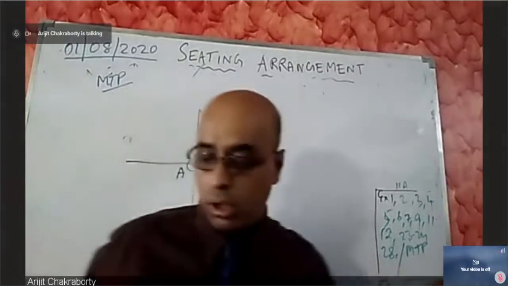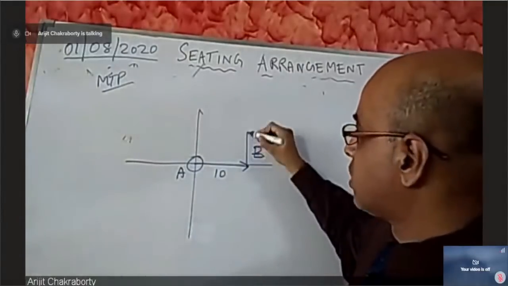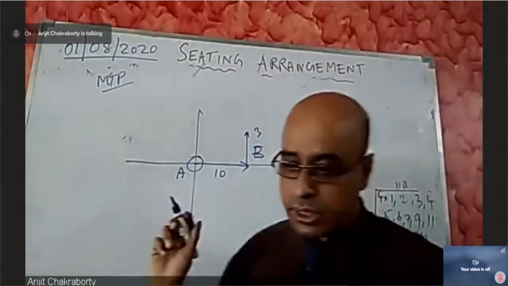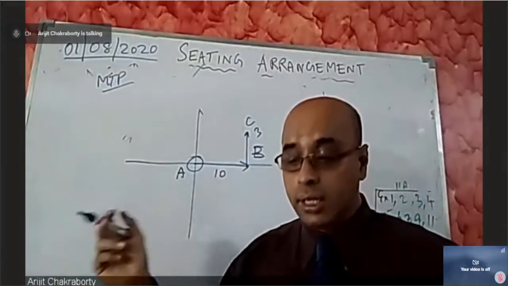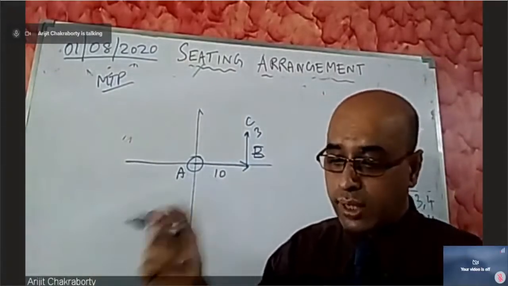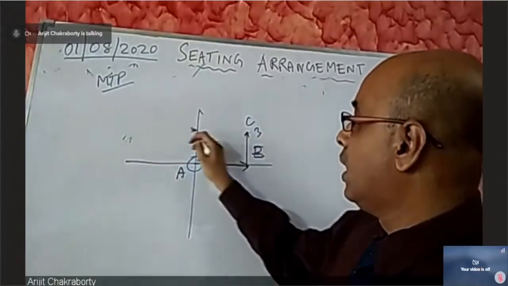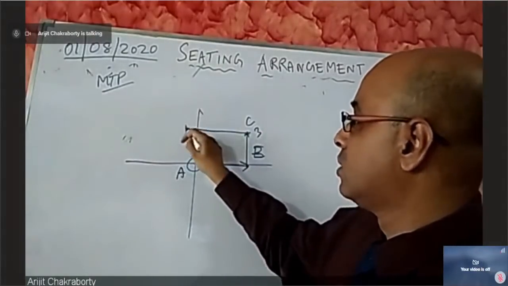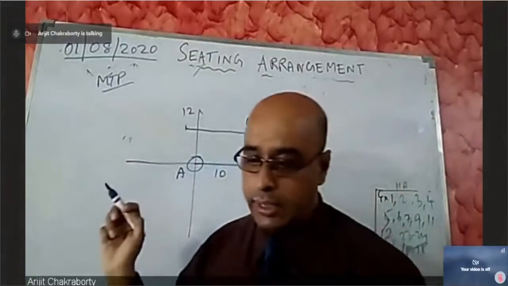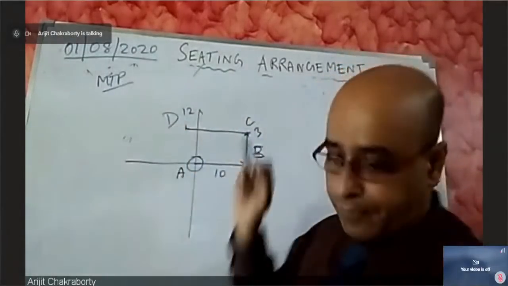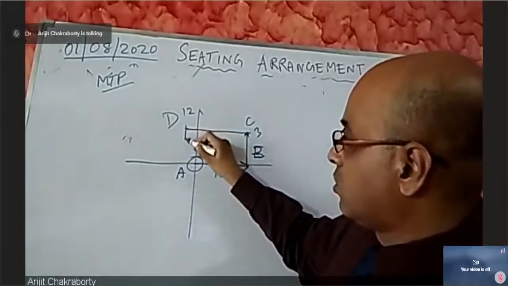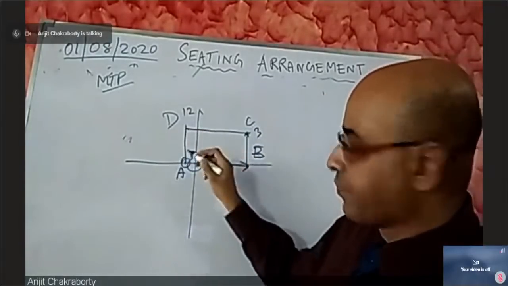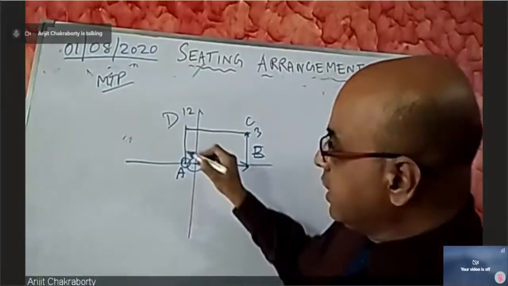Then he turned to the north and walked 3 kilometers to point C. Then he turned west and walked 12 kilometers to point D. Then he turned south and walked 3 kilometers to the point E.